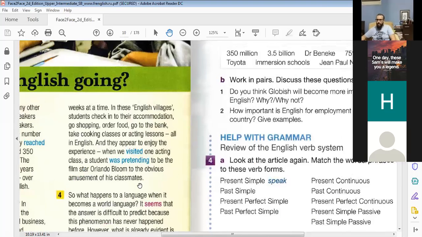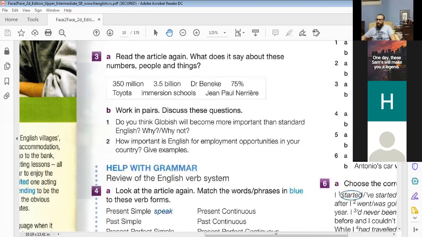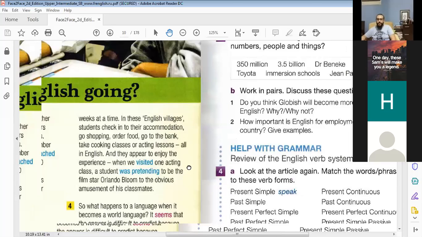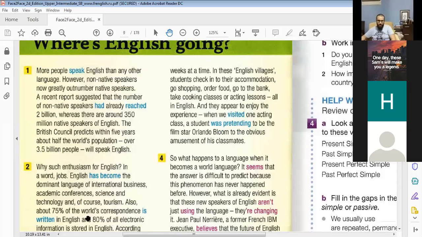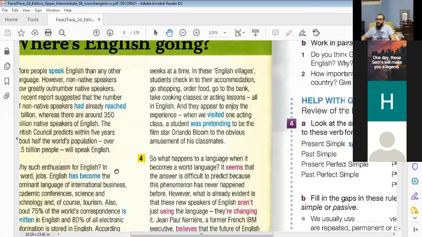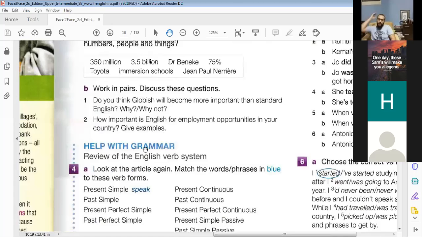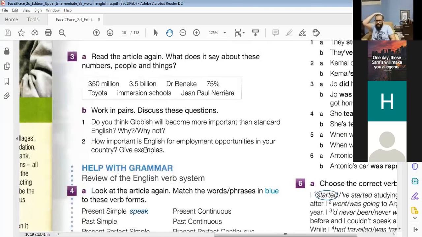Okay, so 75%, what's this? Let's see if you can remember. Can you remember 75%? The correspondence written in English. I think you're right. Correct, yeah. The world's correspondence, 75% of it is written in English. What do we mean when we say 75% of the world's correspondence is written in English? What does it mean, Samira? In your opinion, what do you think? What's the meaning of the sentence?